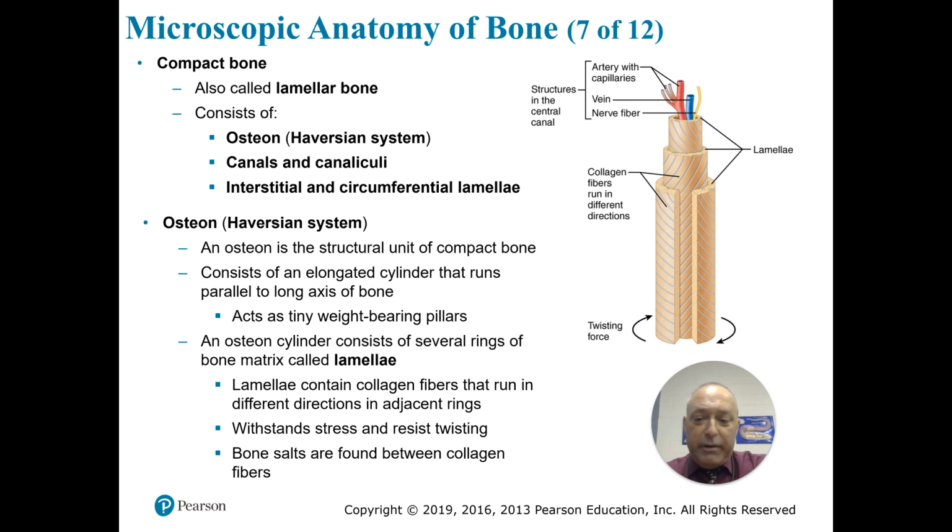It acts as tiny weight-bearing pillars, and an osteonic cylinder consists of several rings called lamellae. These lamellae contain collagen fibers that run in different directions. They withstand stress and twisting. And so here we've got what looks like a central canal with arteries, nerves and veins. And then these concentric lamellae, in different directions, cover the central canal with these very thick and twisted collagen fibers.